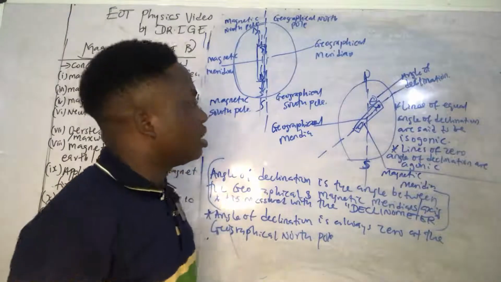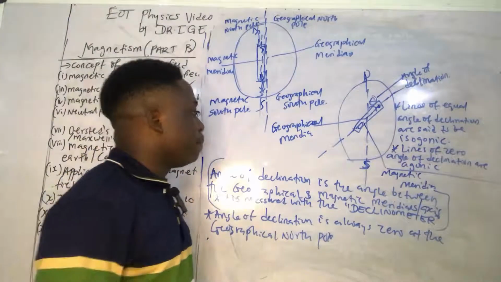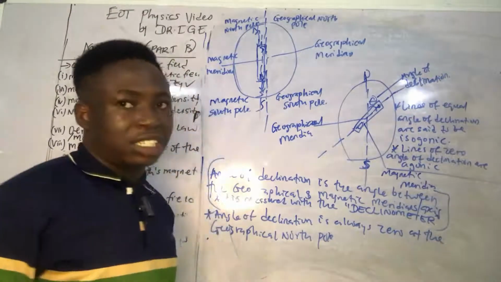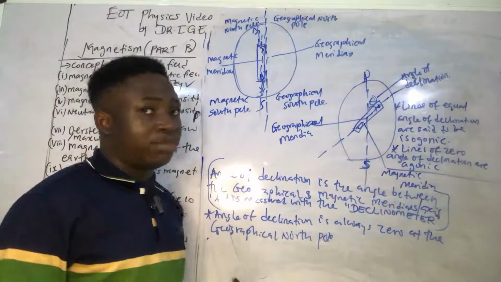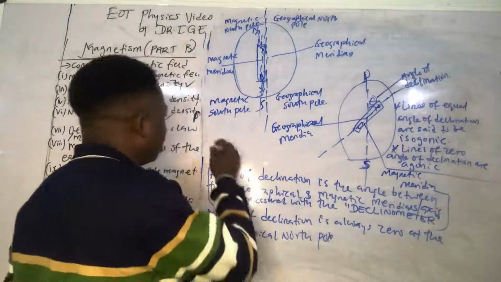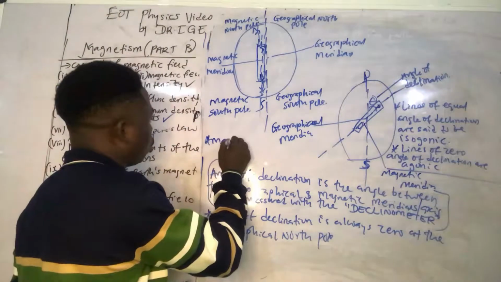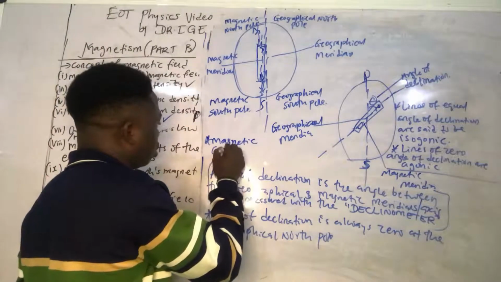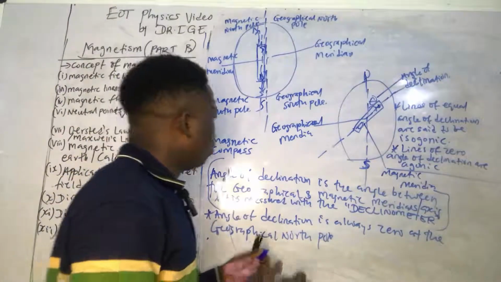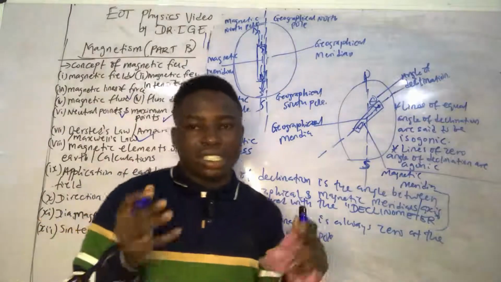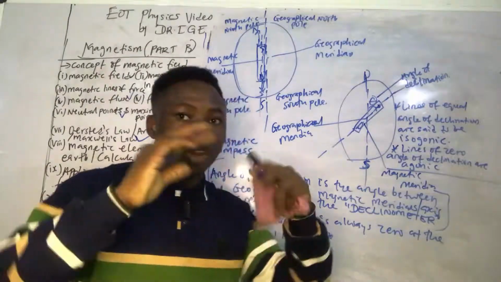Okay, right. So the next thing is that let's understand something. Please take note that mariners and pilots, those who travel, make use of this knowledge because they use what we call the magnetic compass. Next, I'm going to explain what the magnetic compass is and how it works.